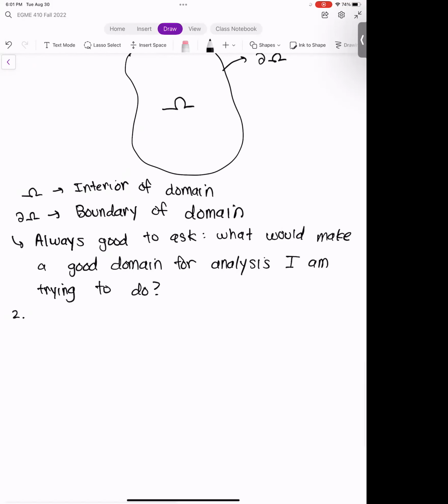Okay. Part two of a boundary value problem are actually the governing equations themselves. Right. And so what the governing equations determine is basically what kind of physical behavior you're looking to solve for.